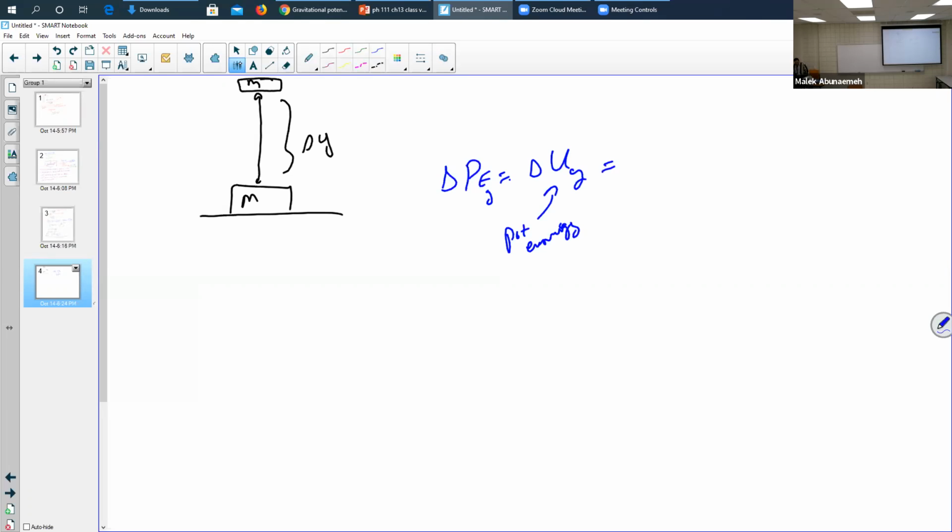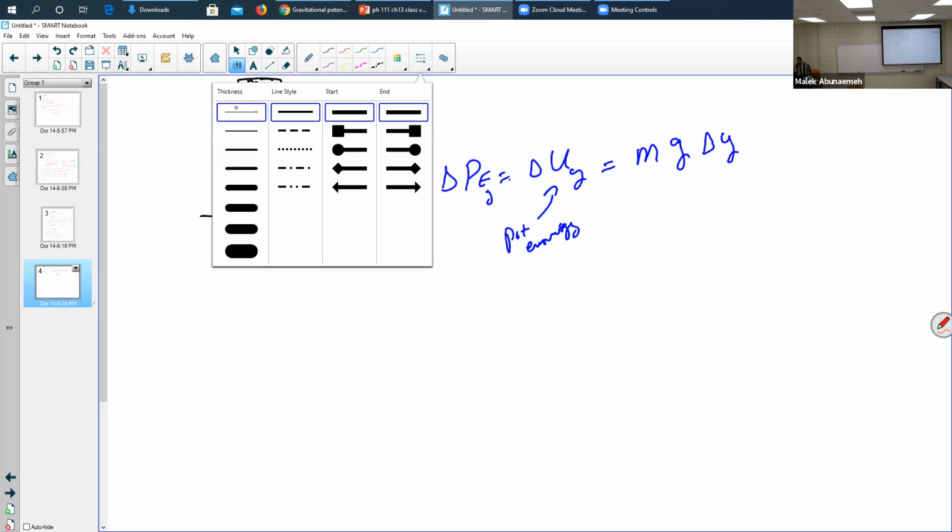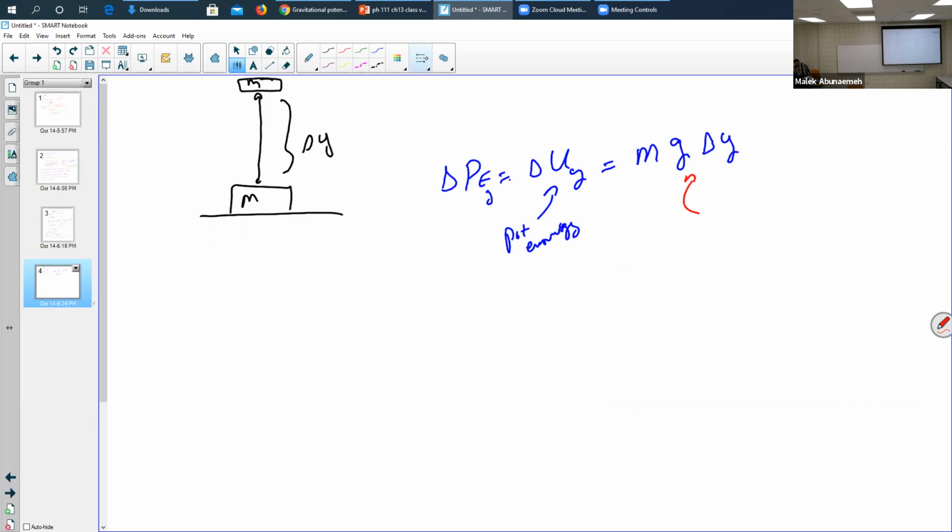Now that's going to equal your mass, and we saw this before, multiplied by your gravitational acceleration g multiplied by your displacement, delta y. Now again, we mentioned that g was a result of your gravitational constant G multiplied by the mass of the Earth, which we're going to call M2, divided by R squared.